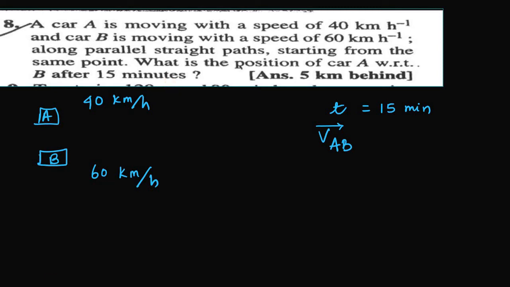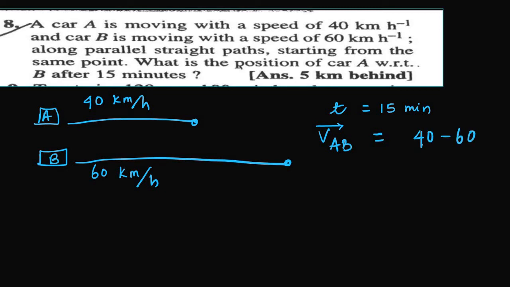So let's assume it is in a figure. This would be 40 km and this would be 60 kilometers, right? So at 1 hour distance, this would be here and this would be here. So what would be VAB? First of all, we need to know the relative velocity of A. Relative velocity of A will be basically 40 minus 60 kilometer per hour, and I am designating it with a negative sign because A will be left behind by 20 kilometers after 1 hour.